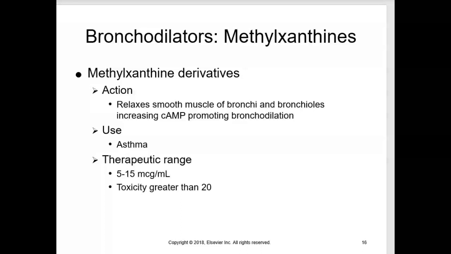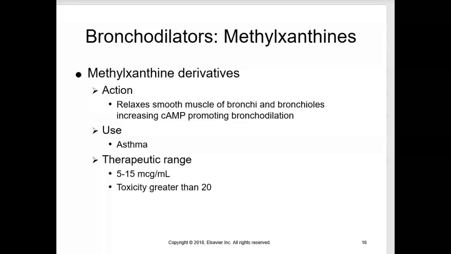This recording will go over methylxanthines and leukotriene modifiers. Methylxanthine derivatives are a major group of bronchodilators. Xanthines stimulate the central nervous system and respiration, dilate coronary and pulmonary vessels, and cause diuresis. Because of their effects on respiration and pulmonary vessels, xanthines are used to treat asthma. Your prototype xanthine derivative is theophylline.